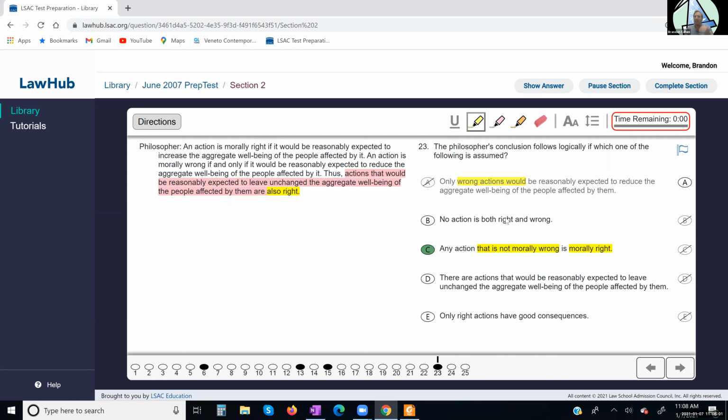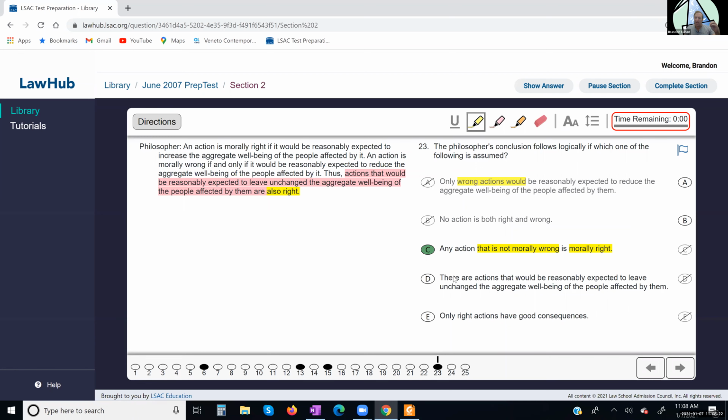Okay, this is a hater. It's saying it can't be both right and wrong, as opposed to saying if it's not one, then it is the other. So B, because it's a hater, doesn't allow us to ever prove something is right. That makes it wrong.